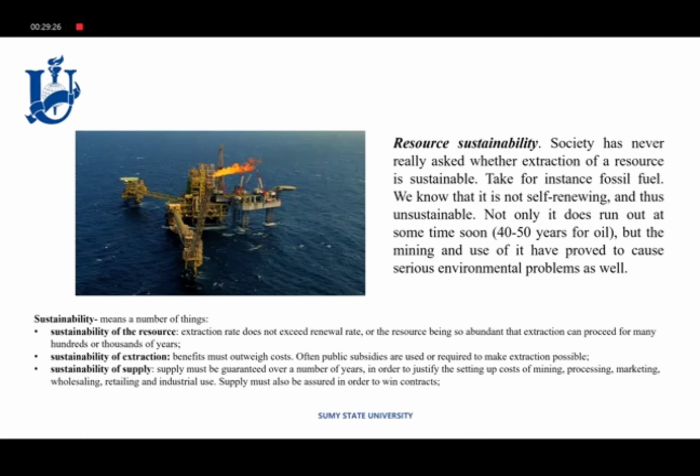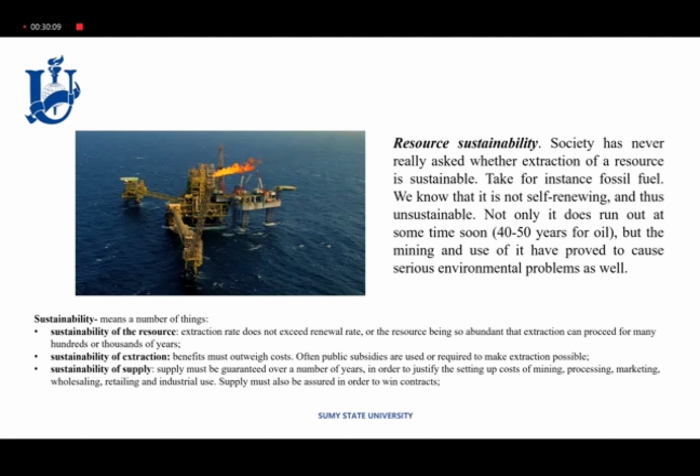Resource sustainability. About sustainability, society has never really asked whether extraction of a source is sustainable. Take for instance fossil fuel. We know that it is not self-renewing and thus unsustainable, and that it will run out at some time soon, 40 to 50 years for oil, but the mining and use of it have also been proven to cause serious environmental problems. What does sustainable mean?